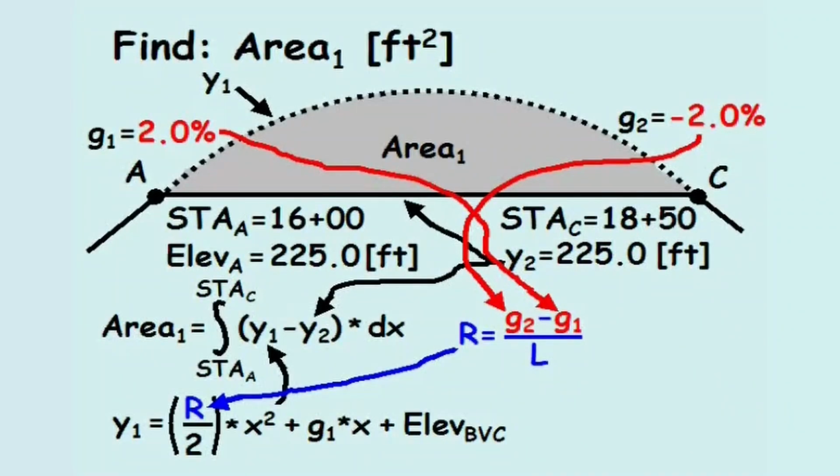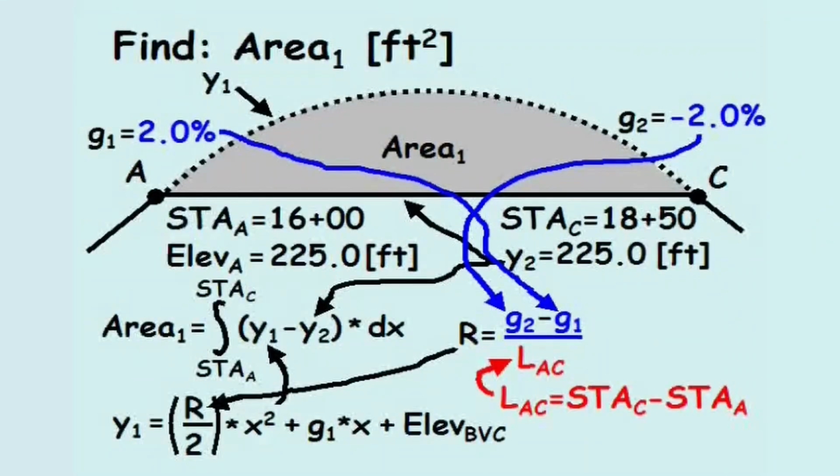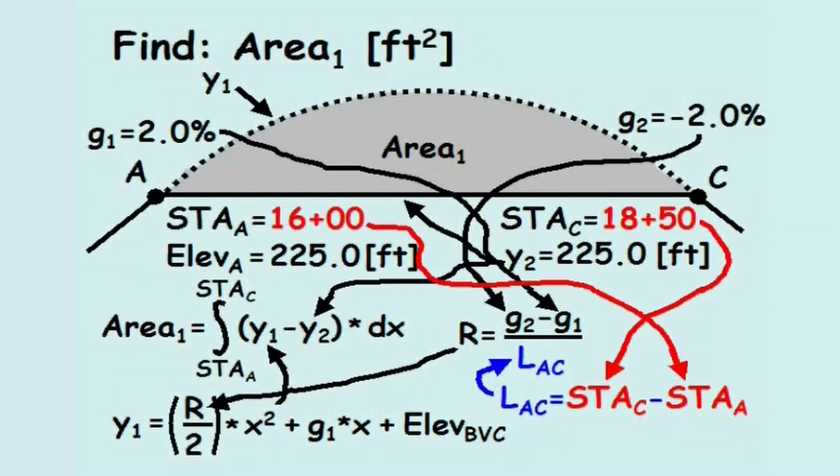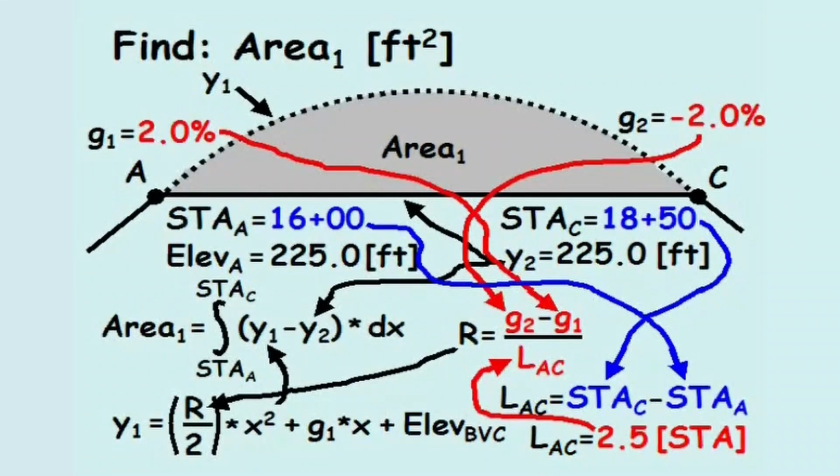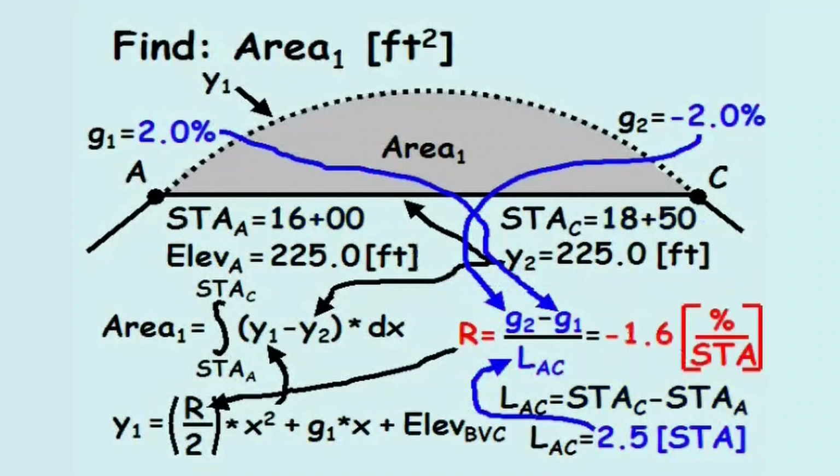We can add a subscript AC to identify this length is the length of curve AC. This length equals the station at point C minus the station at point A. And after plugging in those given stations, length AC equals 2.5 stations. Next, we'll substitute 2.5 stations for the curve length, as well as the values for grades g1 and g2. And this makes the rate change of grade equal to negative 1.6% per station.